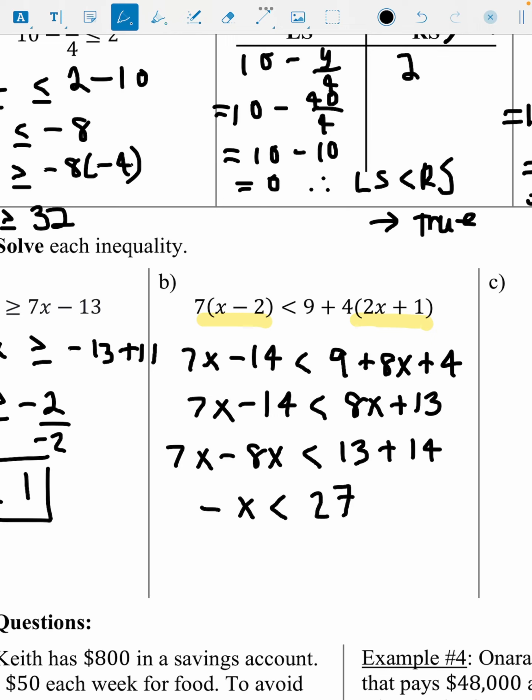So remember, we need a positive variable, so we have to divide both sides by negative 1. So you should get that x, and remember when dividing by a negative number, you have to reverse the inequality operator, is negative 27. So x is greater than negative 27.